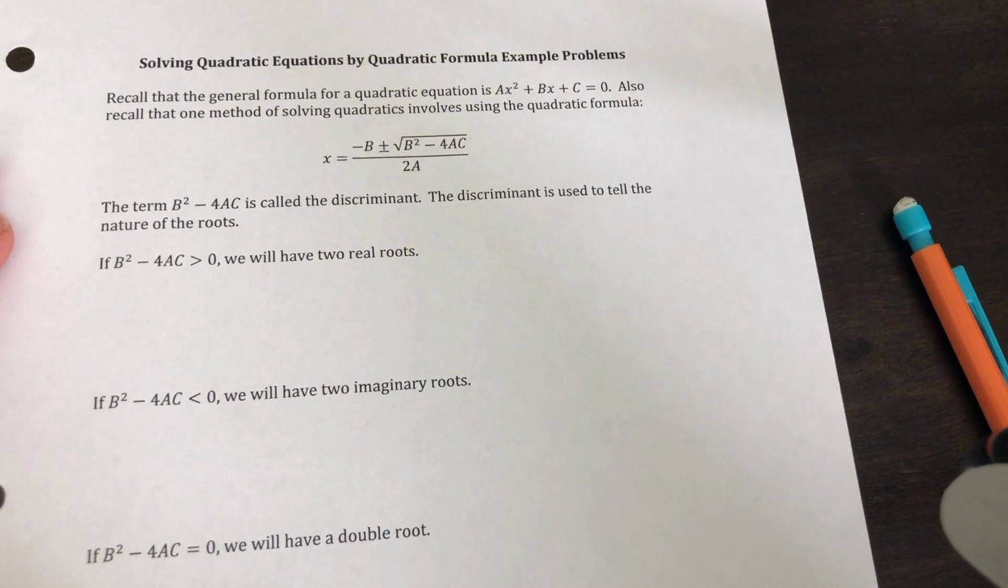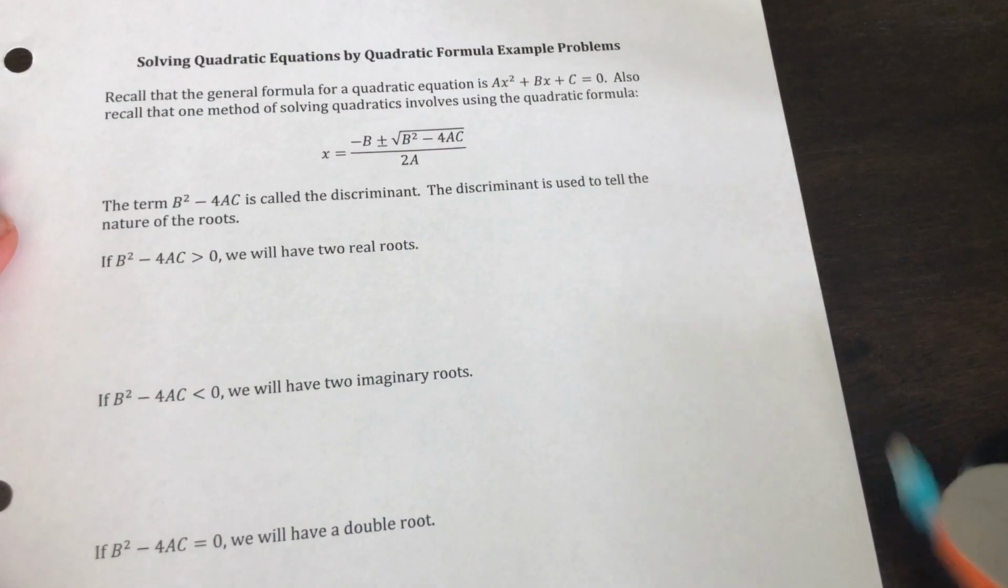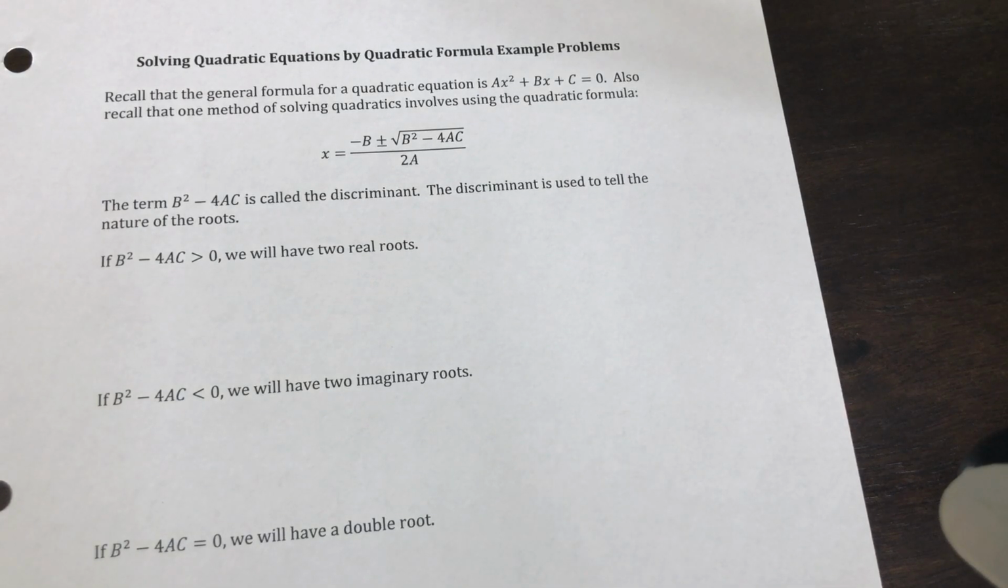Okay guys, so this lesson is going to be over the quadratic formula. Recall that your quadratic formula deals with a's, b's, and c's. So your a term goes with your x squared, b goes with your x term, and your c is your constant term, and it's always equal to 0, just like we did in the previous lesson.